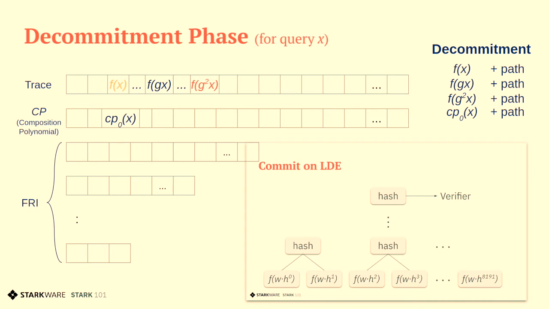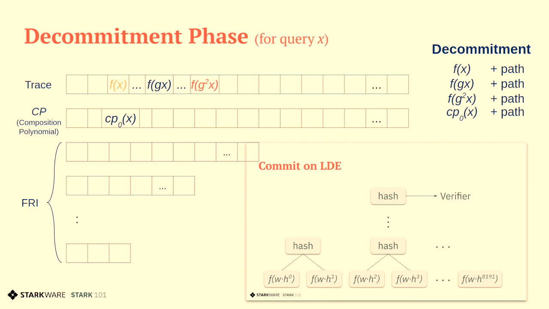As you probably remember, we didn't send all of these elements. We've just sent the root of the hash of the Merkle tree. So we have here the Merkle tree, and we've just sent the hash. So for each element, we need to send the authentication path from the prover to the verifier, and in that way, the prover convinces the verifier that he actually committed on this element, that the root that he sent in the previous steps actually contains all of these elements.